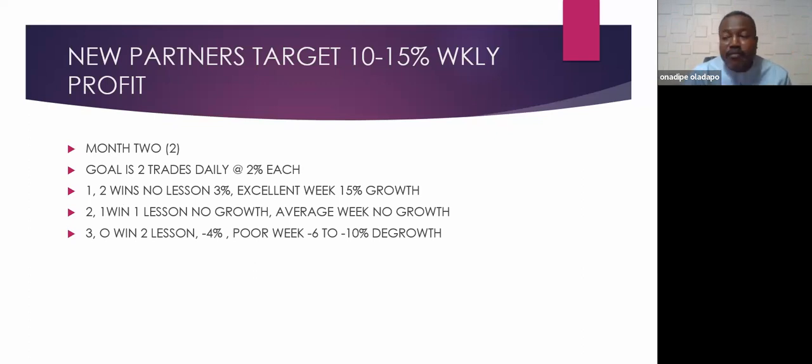The second scenario is that you have 1 win and 1 lesson. If you have that in a day, you wouldn't have grown your account. So averagely in that week, you don't have an account growth. And then if you have no win and 2 lessons, that would be a -4% account growth. That means that if that week is a poor week for you, you will have done -6 to -10% degrowth of your account.